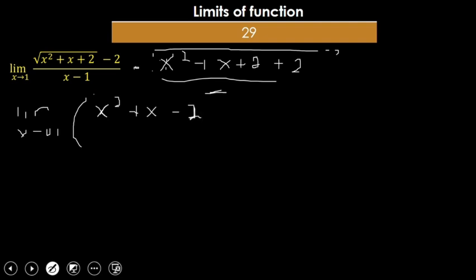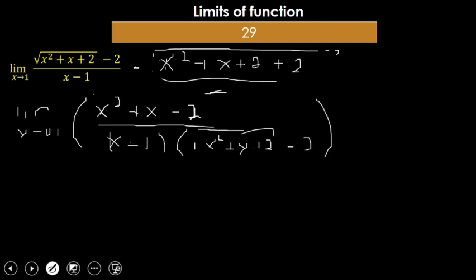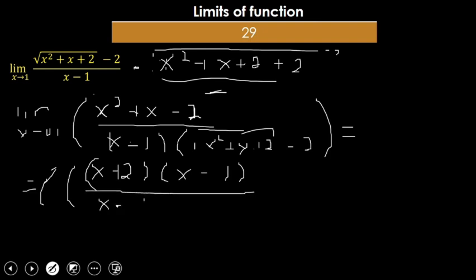Okay, all over x minus 1 times the square root of x squared plus x plus 2 minus 2, that is the square root of this. When you simplify this one, we are going to be having, that will be equals to, limit of x minus 1 and x plus 2 all over x minus 1 times this. We just copy it here.